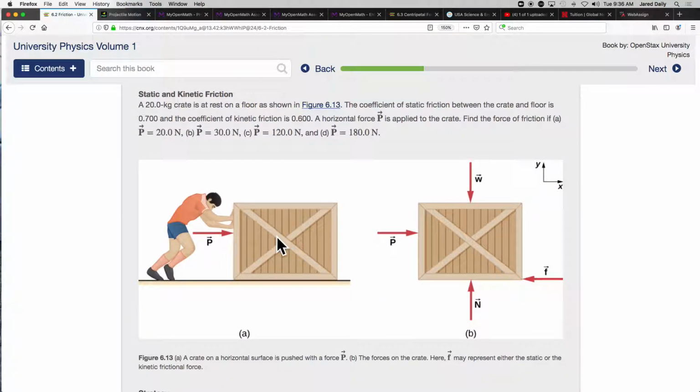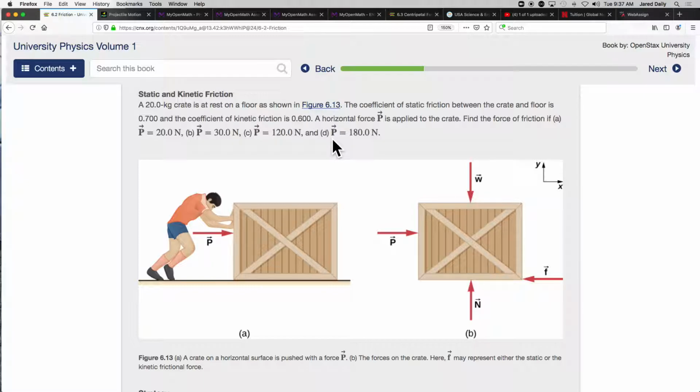So here is the classic example, a person pushing on a box, right? It's a 20 kilogram crate. The coefficient of static friction between the crate and the floor is 0.7. The coefficient of kinetic friction is 0.6. So they've told us mu sub s and mu sub k here. And they're going to push with this horizontal force, P, and P is going to be 20 newtons in part A, 30 newtons in part B, 120 newtons in part C, and 180 newtons in part D. And we're supposed to find the force of friction for each one of those.